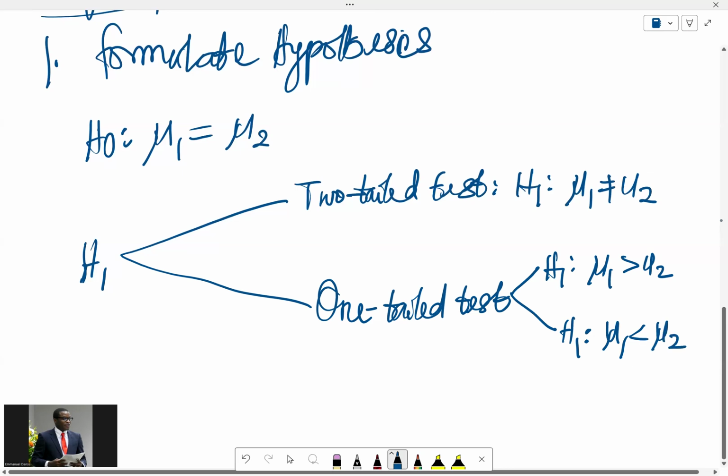So in this case, you can have a two-tailed test or a one-tailed test. Two-tailed test is where mu1 is just not equal to mu2. We don't care which is bigger or which is smaller. But for a one-tailed test, you are specific about whether mu1 or mu2 is smaller or bigger than the other. So that is for one-tailed test.